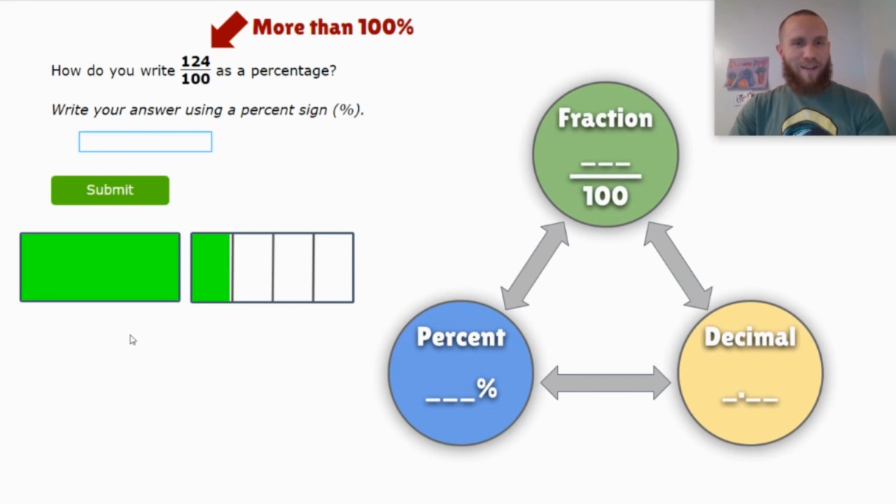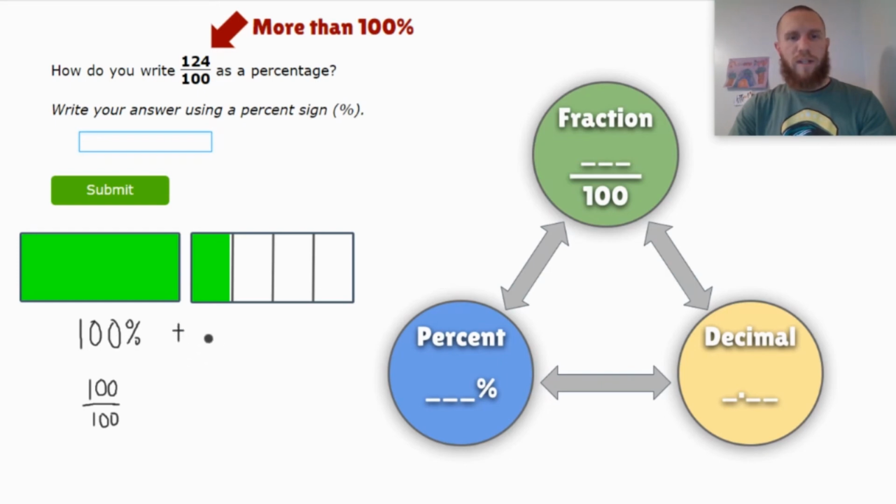Okay, so this one on the left plus this one on the right. All right, so the one on the left is 100% because it's completely shaded in, and also 100 over 100, same thing. And what we're going to do is add that to something on the right.